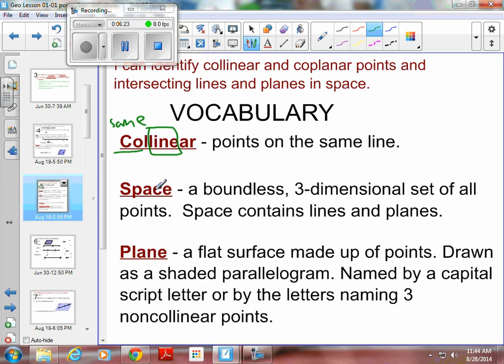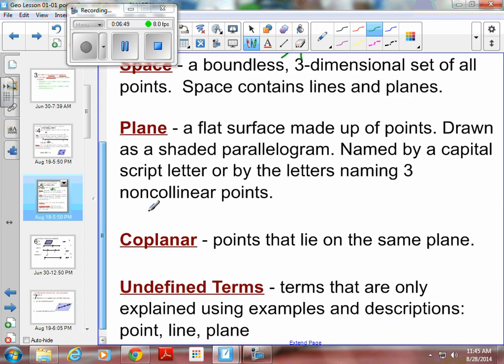So space. Space is 3 dimensions. You've got a length and a width, so you've got your normal x and y, and then you also have this depth part to it. So space has a right to left, an up and down, and a back and forth, so you go in 3 different dimensions. And space contains lines and planes. And points. You can have points in space too.